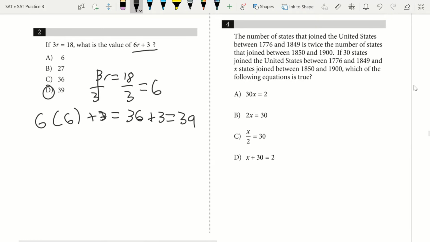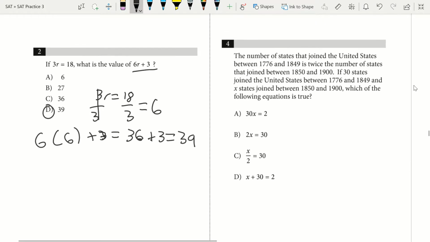Question 4. The number of states that joined the United States between 1776 and 1849 is twice the number of states that joined between 1850 and 1900. If 30 states joined the United States between 1776 and 1849, and X states joined between 1850 and 1900, which of the following equations is true?